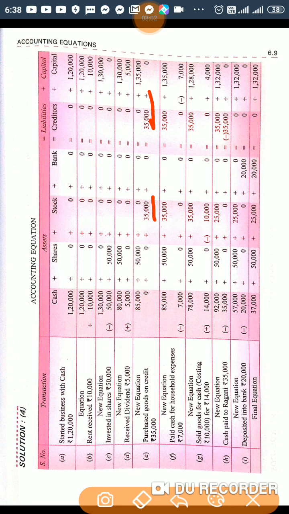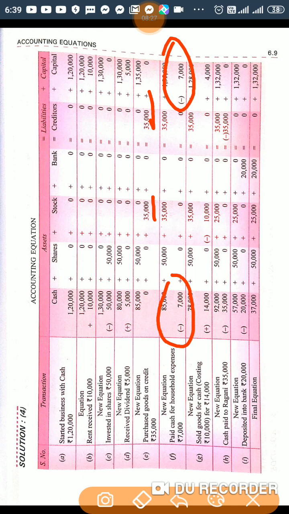Now next transaction, paid cash for household expenses. Cash is decreasing by 7,000. We will deduct 7,000 from here, and at the same time household expenses are drawings, so it should be deducted from the capital. So asset is decreased by 7,000, and in the same way capital is also decreased by 7,000.